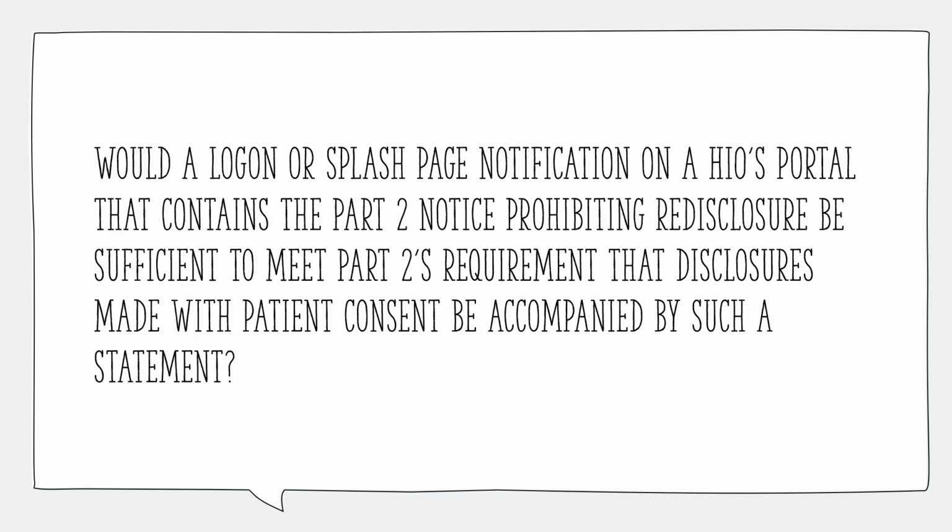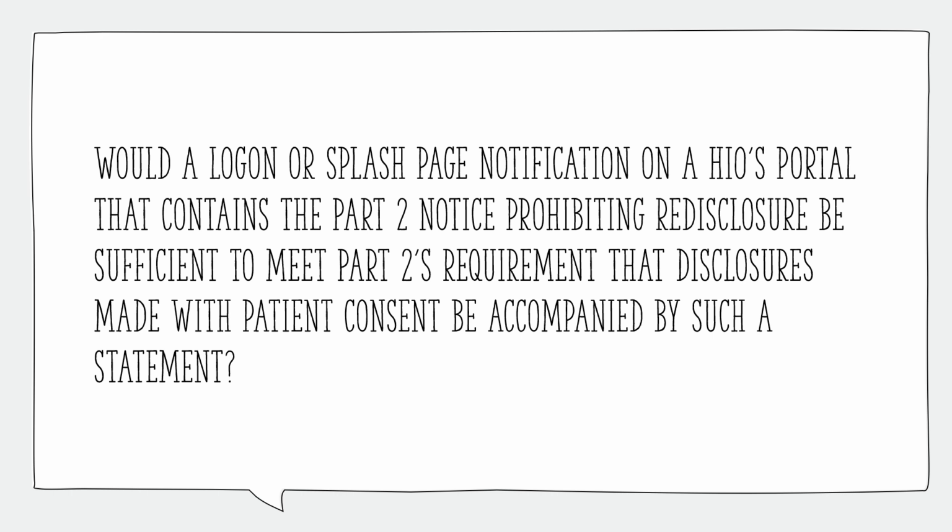So would a logon or splash page notification of a HIO's portal that contains the Part 2 notice prohibiting the redisclosure be sufficient to meet the Part 2's requirement that disclosures made with patient consent be accompanied by such a statement? No. So Part 2 requires each disclosure made with written patient consent to be accompanied by a written statement that the information disclosed is protected by federal law and that recipient cannot make any further disclosures of it unless it's permitted by the regulations.